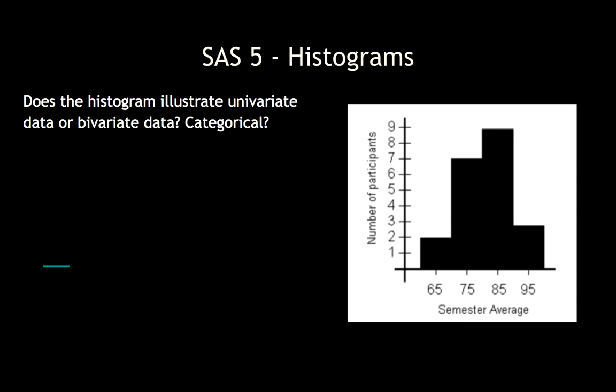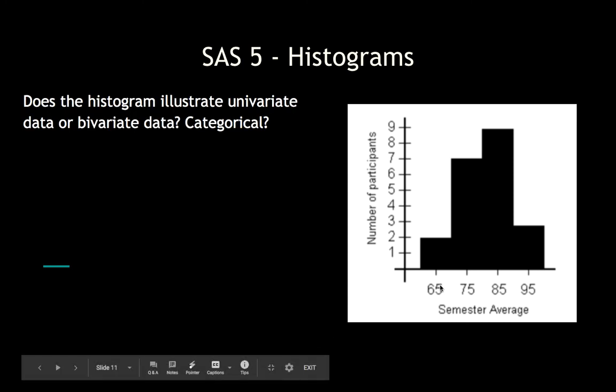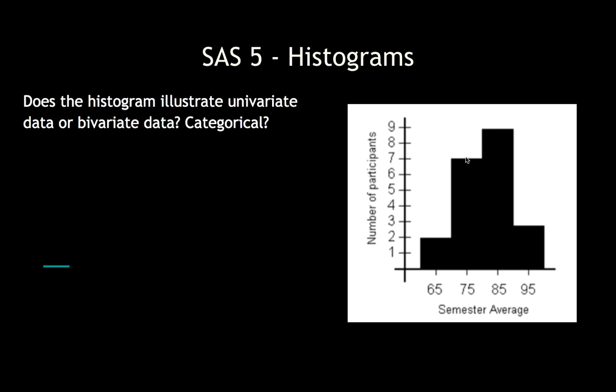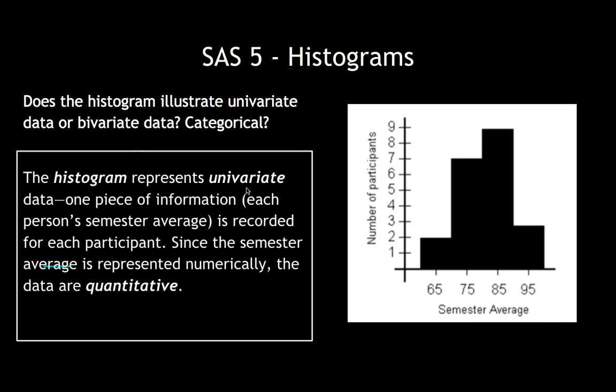All right, does a histogram illustrate univariate data or bivariate data? So the X values is the average grade per semester, and the Y value is the number of participants. Now remember, when we're talking about frequency, that is a univariate value. So the number of students that got a 65 is 2, and the number of students that got a 75 is 7. Well, let's put it this way. In between 60 and 70 is 2, 70 and 80 is 7, 80 and 90 is 9, and 90 and 100 is 3. So this is obviously univariate data.